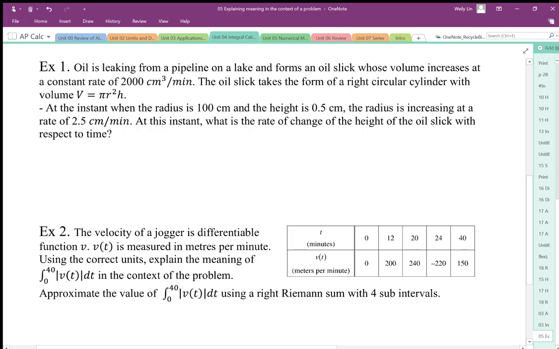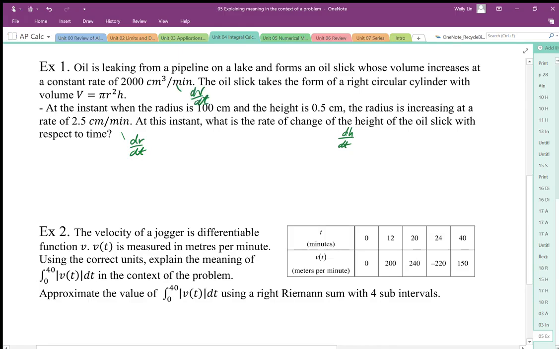At the instant when the radius is 100 centimeters and the height is 0.5 centimeters, the radius is increasing at a rate of 0.5 centimeters per minute. At this instant, what is the rate of change of the height of the oil slick with respect to time? So first of all, we need to generate the dH by dt. We've been given in this case the dr by dt, and we've also been given here the dV by dt.